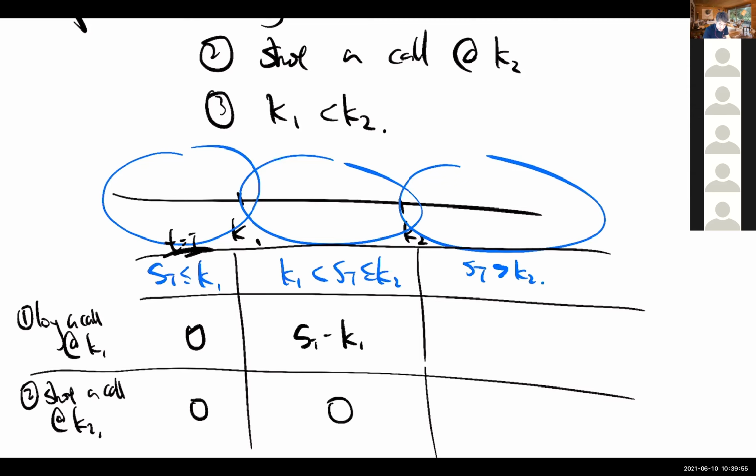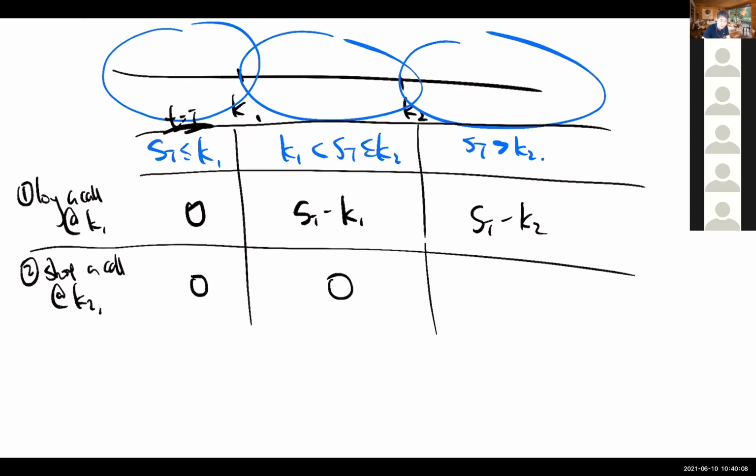And given K1 is smaller than K2, when ST is greater than K2, would you exercise it? Yes, you will exercise it as a long position. But for the short position in the call, the long position is going to exercise it, because then they can buy it at a price of K2, which is lower than the market price. So they will do it, right?